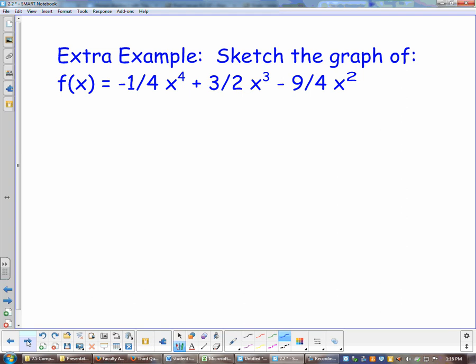This will be our last example. So f of x equals negative 1/4 x to the 4th, plus 3/2 x cubed, minus 9/4 x squared. Degree 4. Leading coefficient is negative. Degree is even. It's degree 4. And leading coefficient is negative. So does it start high, end high, start low, end low? What's it doing? Starts low, ends low.